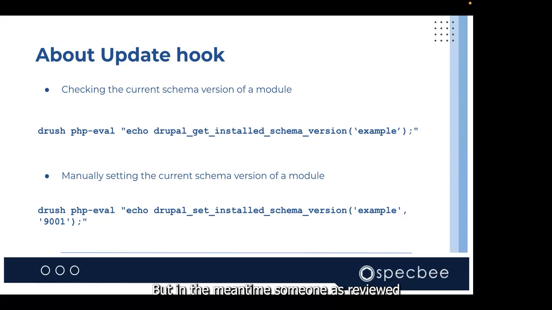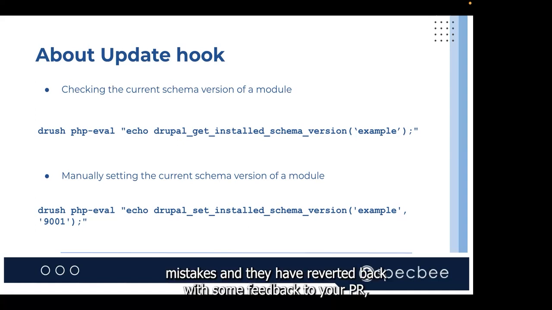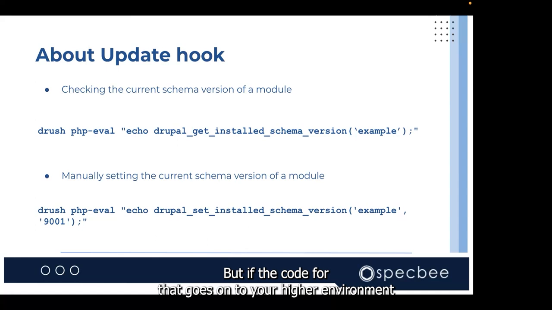But in the meantime, someone has reviewed your PR and found a few mistakes, and they have reverted back with some feedback. Now what you do is you correct your same hook with a small fix in the same update hook 9002 and you push it again to dev. Now what happens is the database already has registered 9002. It won't execute again. But if the code goes on to your higher environments, QA or UAT or production, there it executes and it's fine, but on dev now it's a problem.